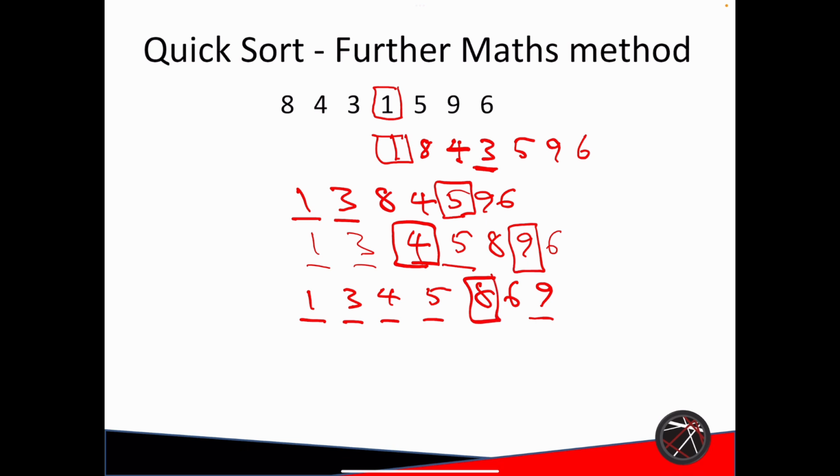I then compare 8 with 6, and obviously they're the wrong way round, so I'm just going to swap them round. Bring the numbers down to join it. And I've now had every single one, barring 6, as a pivot. Obviously when I do 6 as a pivot, it's not going to move. It's now sorted.